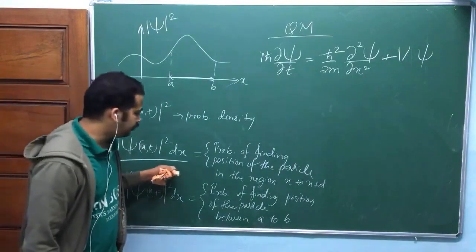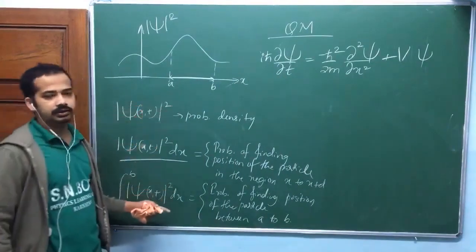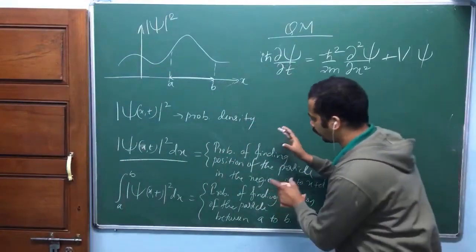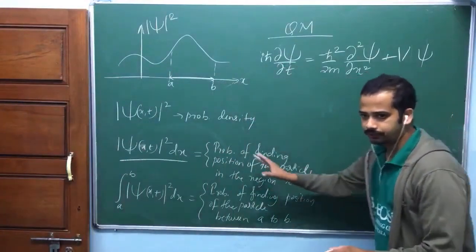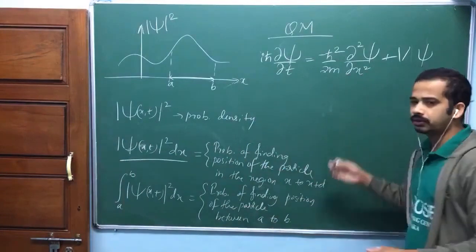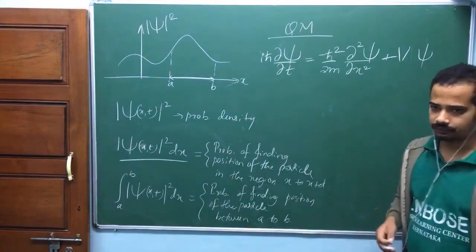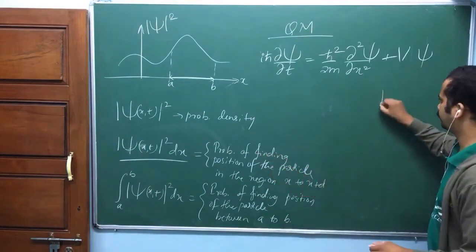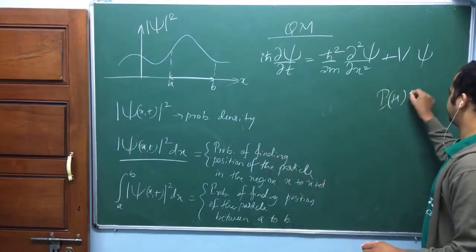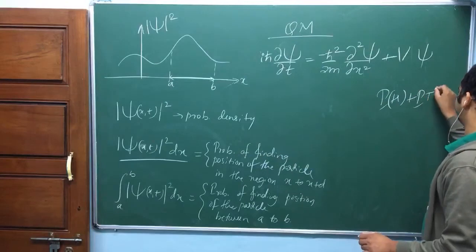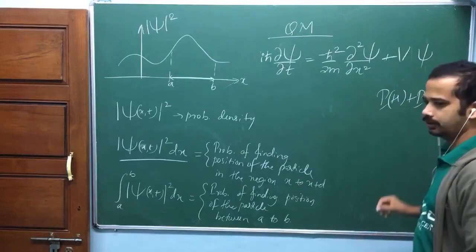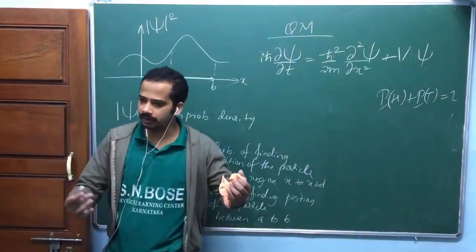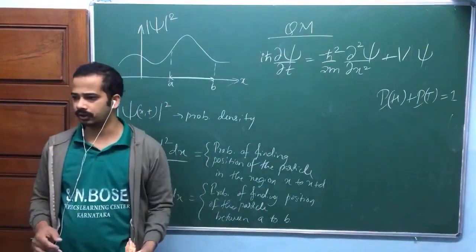Since this Born interpretation came after the Schrodinger equation, suppose you say this is a probability. Suppose you define it like this. Now, what should be the total probability? In the case of a coin, the probability of getting head plus the probability of getting tail should be equal to 1, am I right? Total probability should be equal to 1, because probability you usually define as a ratio, isn't it?